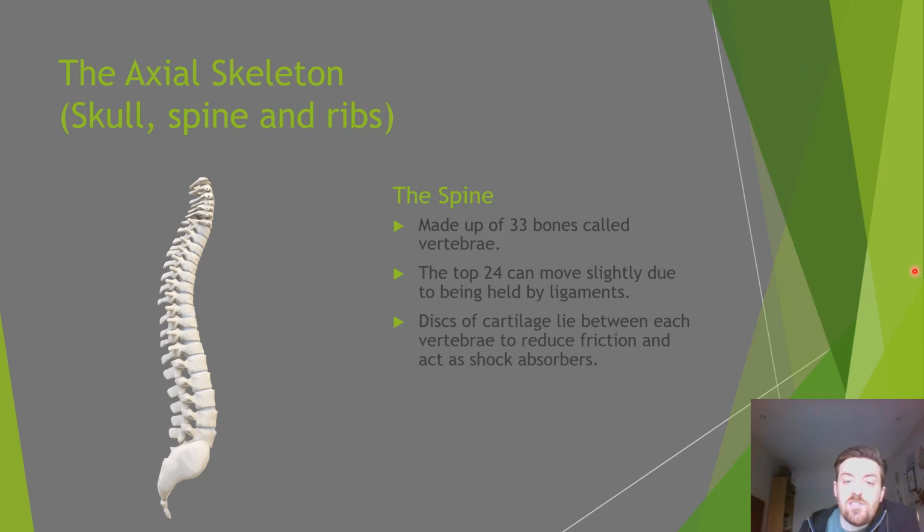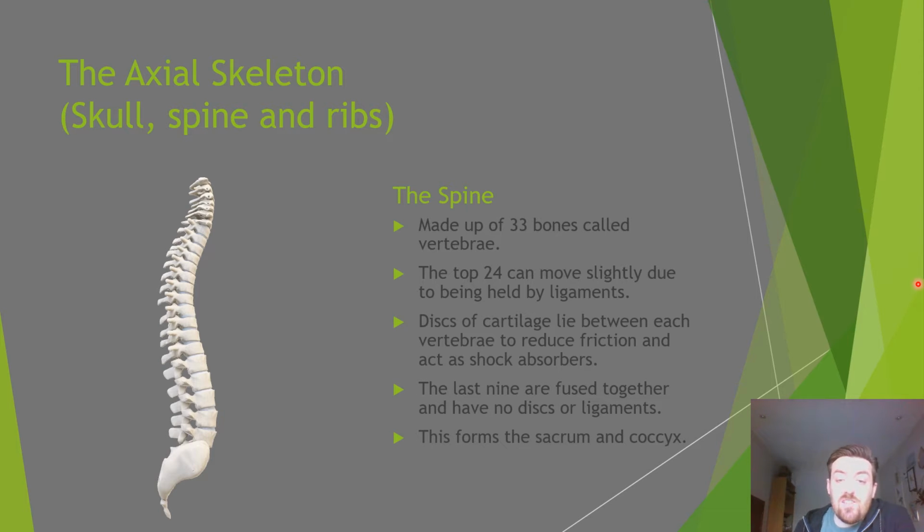Discs of cartilage lie between each one. It's kind of hard to see in this, but basically where those lines are, there's a disc of cartilage. This allows for shock absorption and a reduction in friction as well. Not too surprisingly, you don't want your spine to overextend too much because that can damage your spinal cord, which can lead to paralysis.